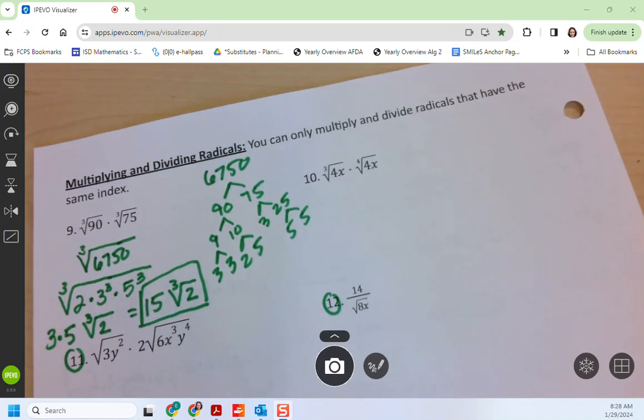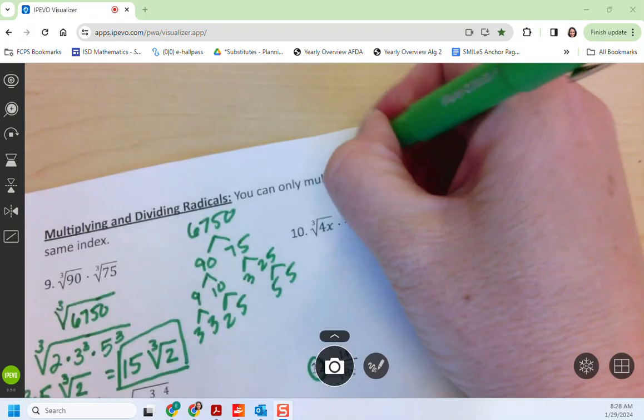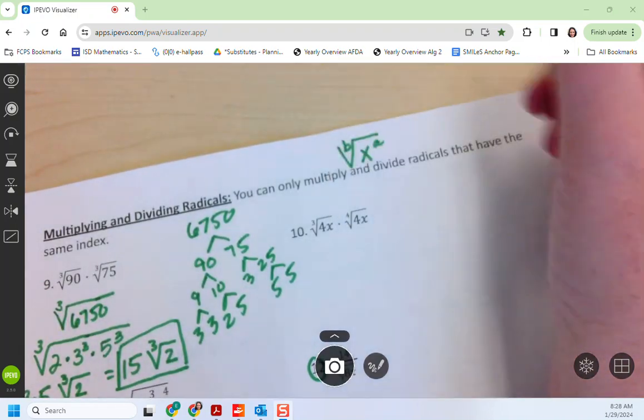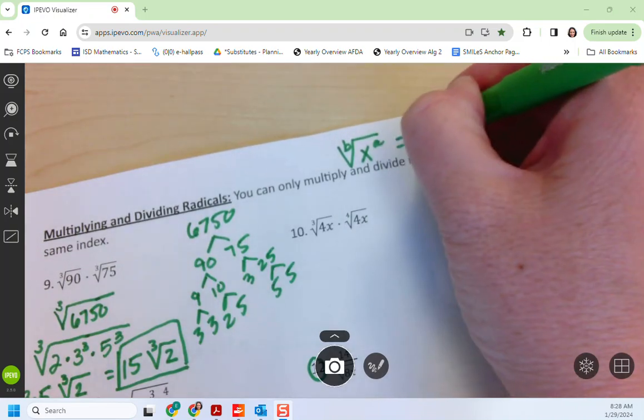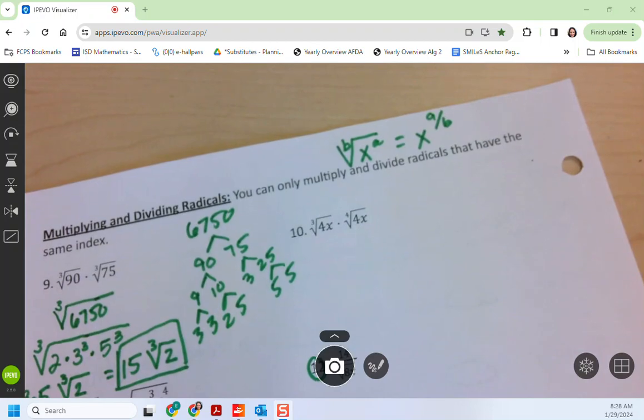Okay, number 10, they have different indices. So you cannot just multiply the 4x and the 4x when they have different indices. But what we can do is change them to fraction exponents. So remember that we had this example, x to the a root b like this. This is equal to x to the a over b exponent, like that.